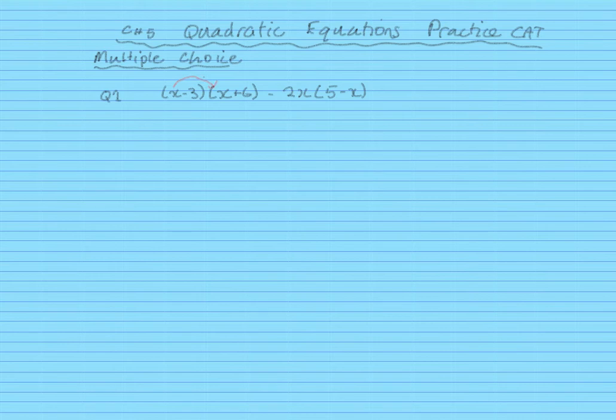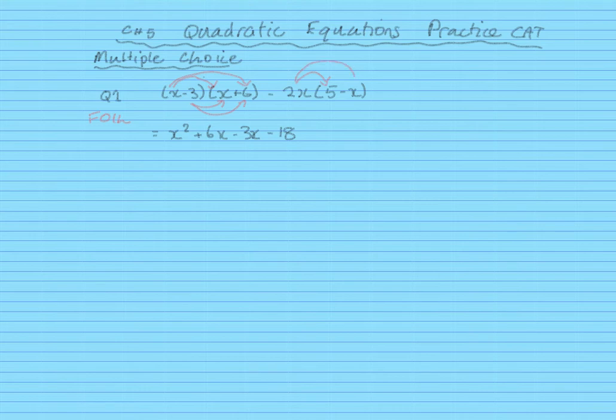So first up we're dealing with multiple choice, and we've got question 1 where we have to expand some brackets. For the first two terms we're going to use FOIL, so we multiply the first terms and get x squared, the outside terms and get plus 6x, the inside terms get minus 3x, and the last terms you get minus 18.